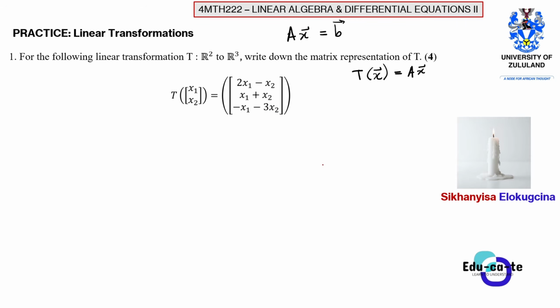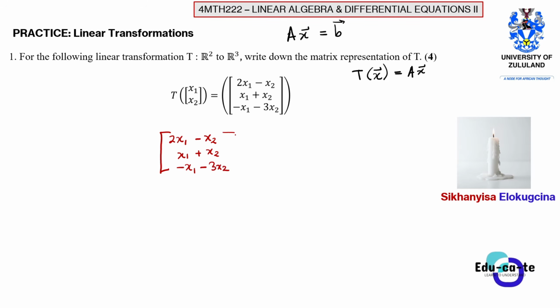We are just simply going to take this part and break it down into the vector. This part is given by 2x1 minus x2, and then x1 plus x2, and then minus x1 minus 3x2. So what is this actually? This is the resultant vector that we get when we transform this vector from R2 to R3. So we are transforming its dimensions. It's a linear transformation that we're doing.